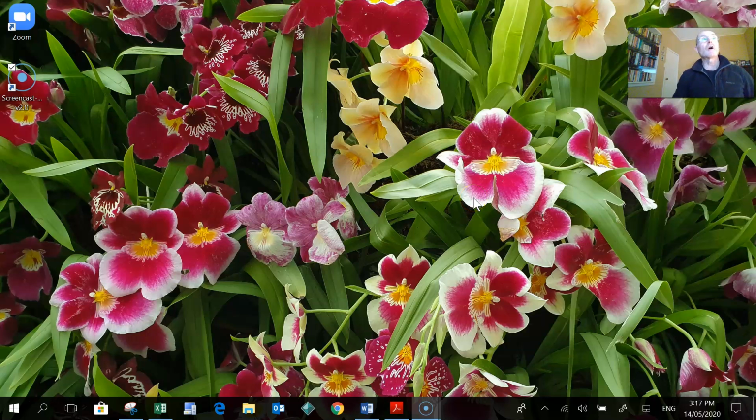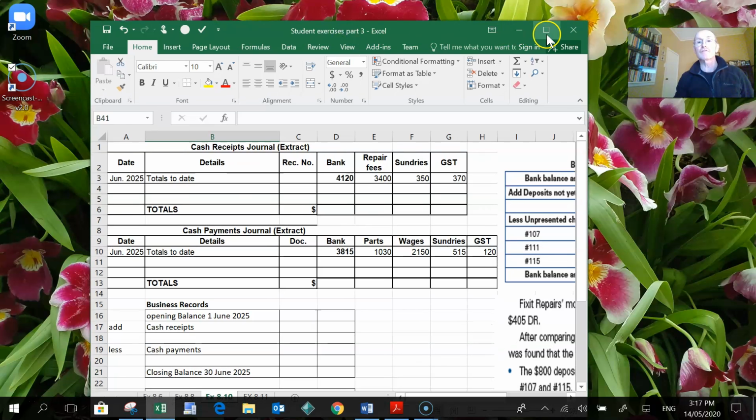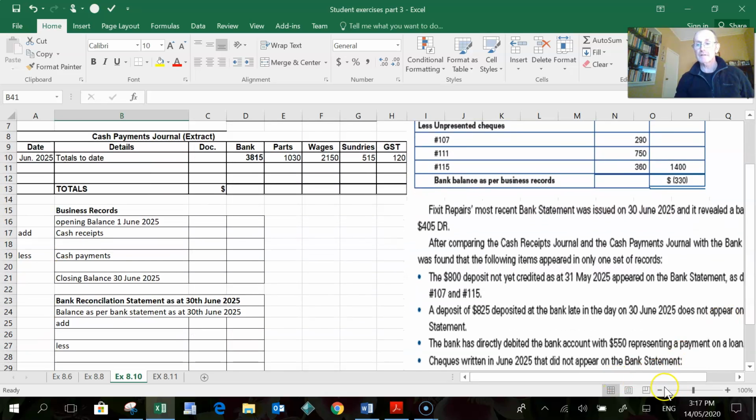Okay, gents, here we go with 8.10, and I'll just do one more after that, which will be 11. Then we'll do some tests in bank reconciliations. So this is the combination of the journals and the narrative version, so we're not ticking anything off. It's already been done for us.